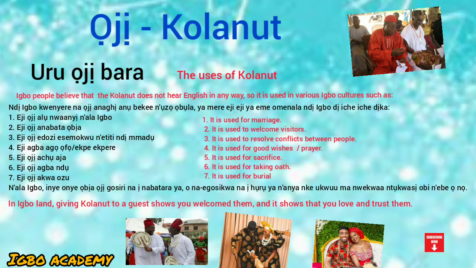Number 2, Eji Oji Anabata Onye Obia. You use Kolanut to welcome a visitor. When a visitor comes to your house, you bring out your Kolanut and tell the person, Oji Abia Gokwa, Nekwa Oji. And it shows that they are welcomed, and it shows that you love them and you trust them. Wherever you go to a person's house as an Igbo person, the person brings out Kolanut and gifts to you to welcome you to their house.